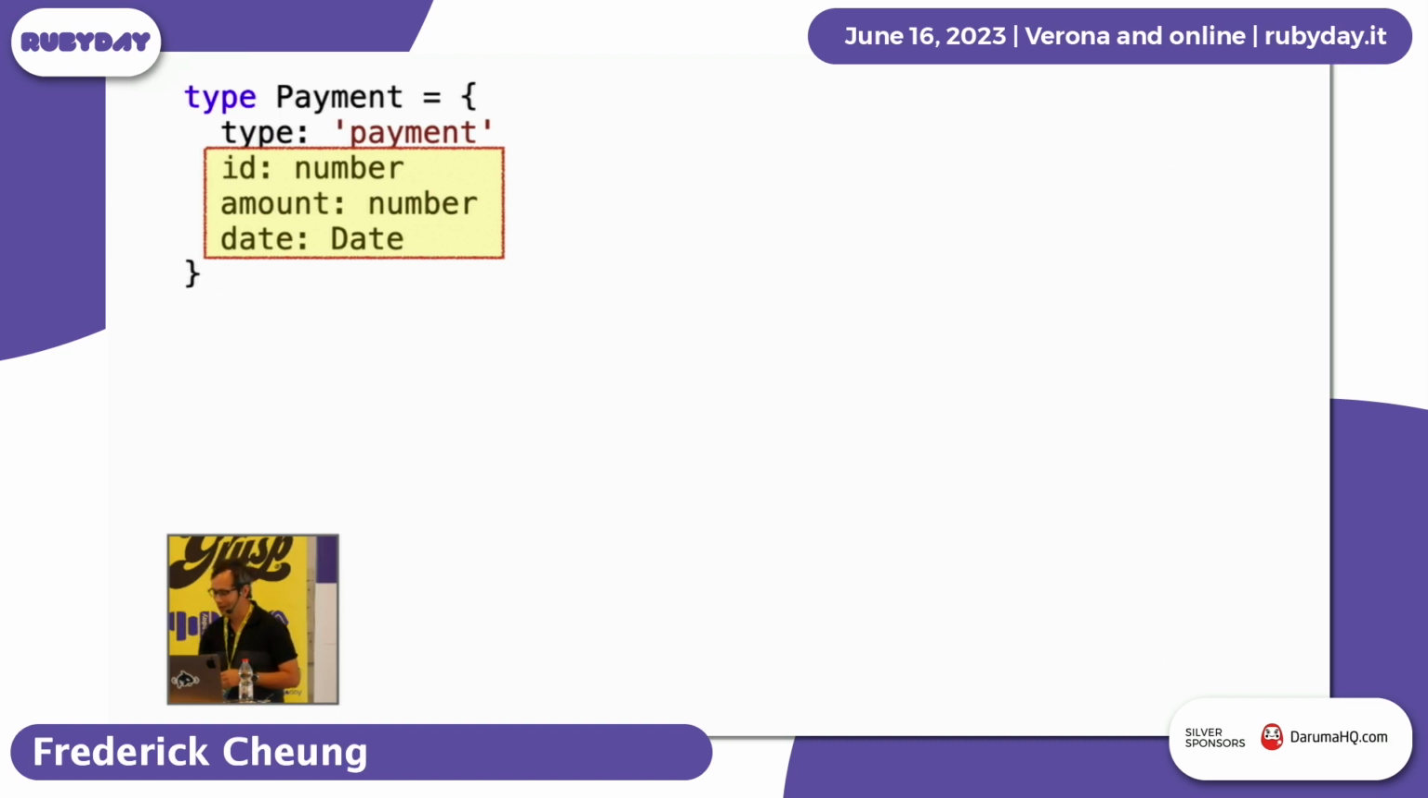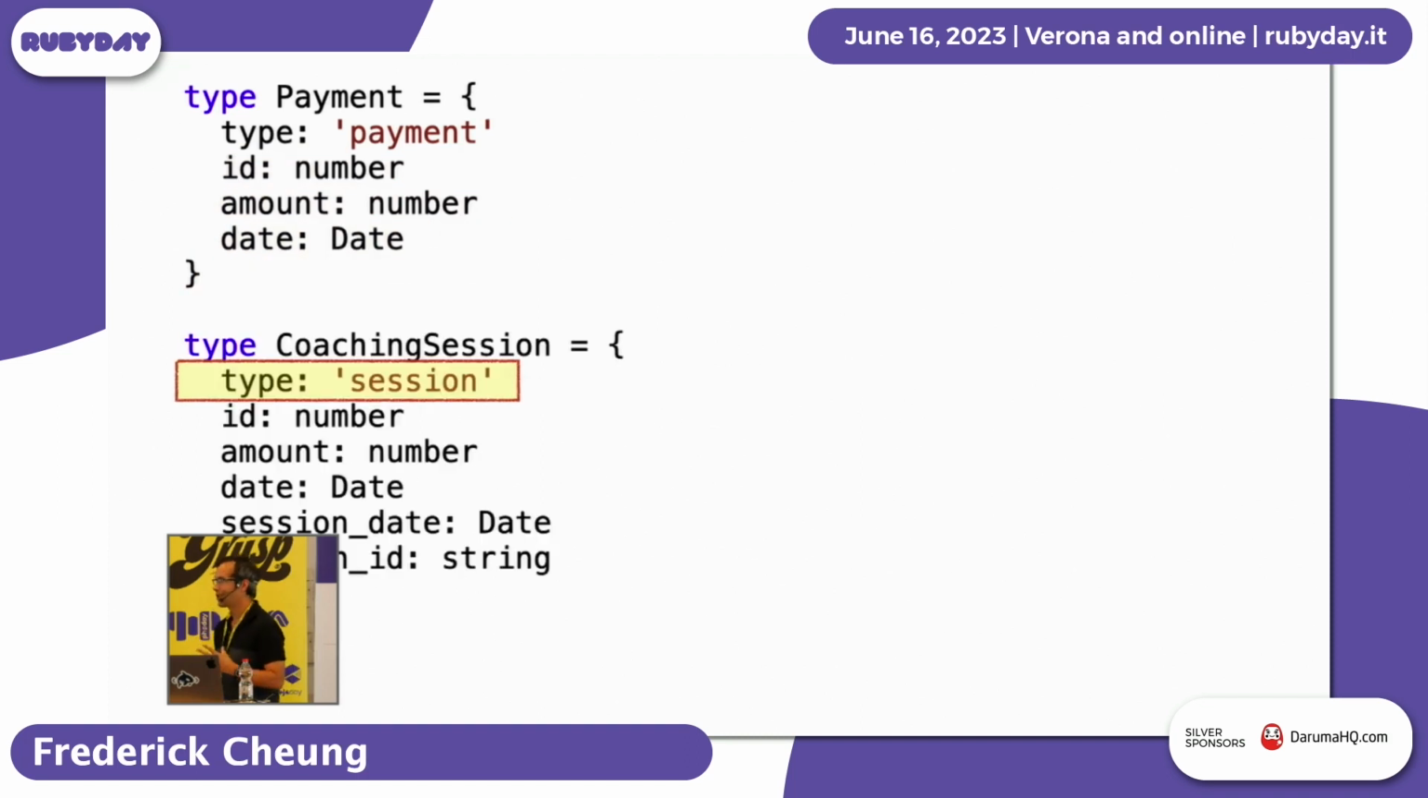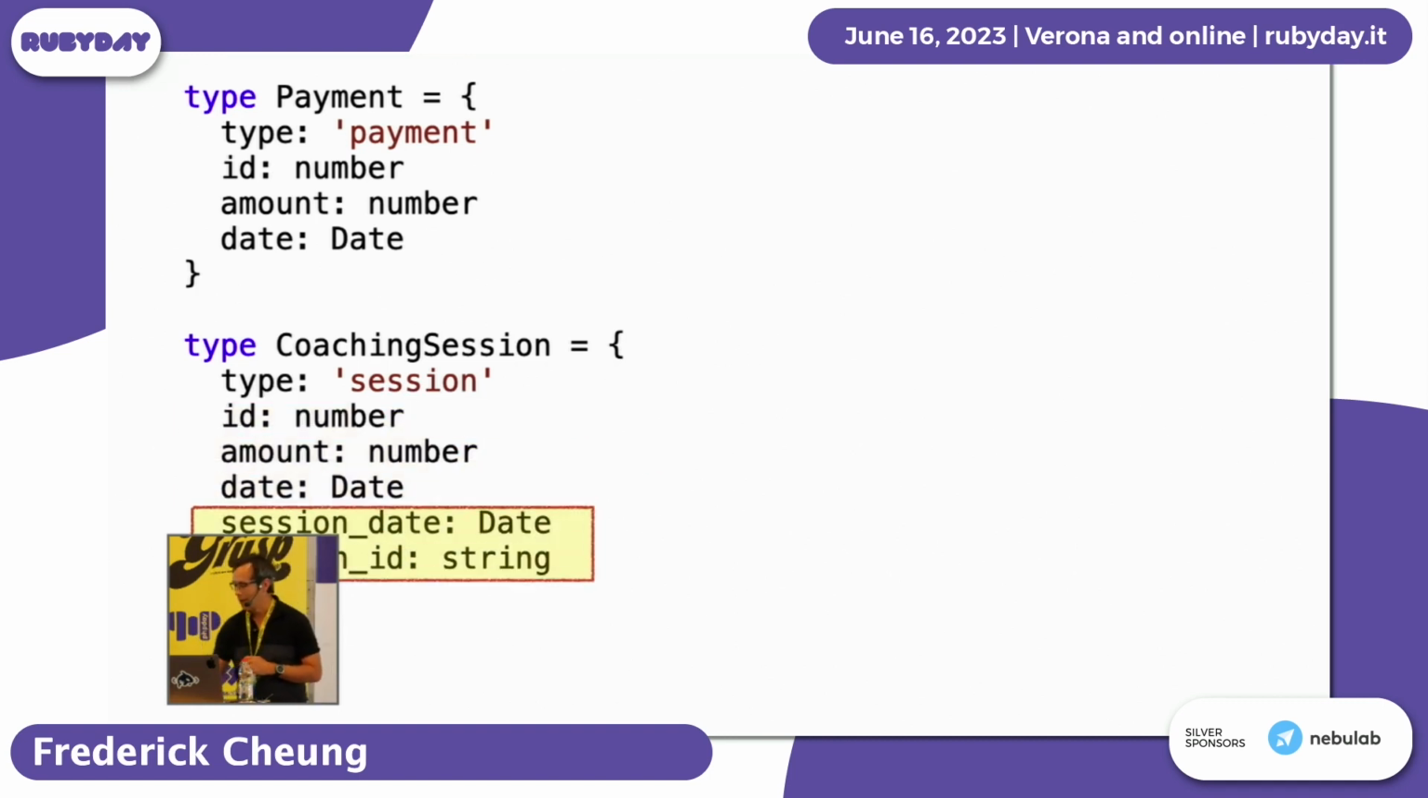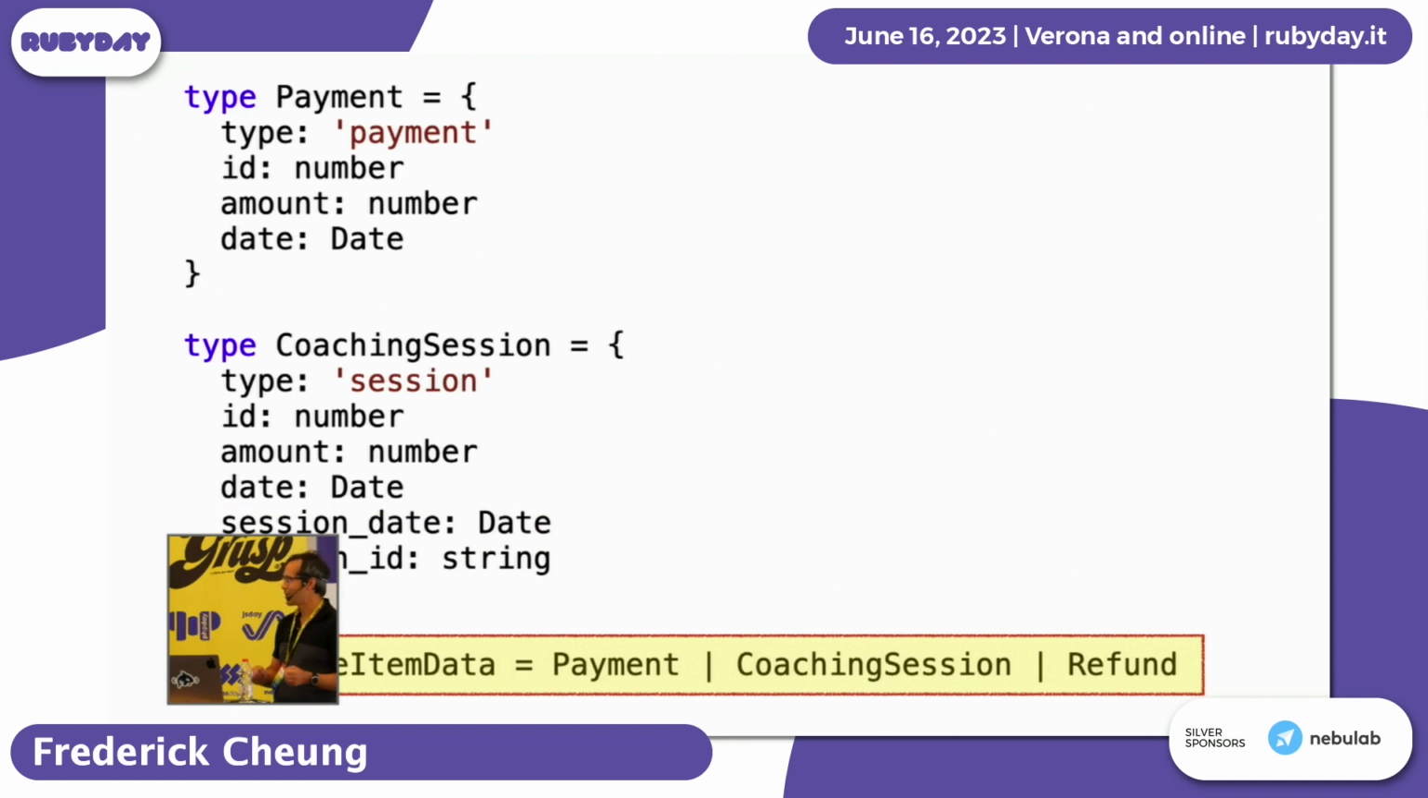Another important object in our invoices are the coaching sessions. This is the service that we provide. And here type has to be the string session. You get some properties that are the same as payment. In fact, they're common to all line items. And some other ones that are session specific. And then I can say that a line item is a payment or a coaching session or a refund or whatever other properties I have. So anything that's displayed by the invoice is line item data.